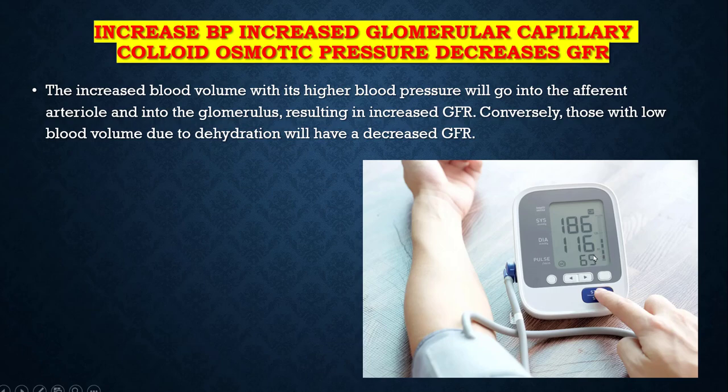Increased blood pressure: the increased blood volume with higher blood pressure will go into the afferent arteriole and into the glomerulus, resulting in increased GFR. When more blood enters the afferent arteriole, it increases the hydrostatic pressure in the glomerulus and increases the GFR. Conversely, those with low blood volume due to dehydration will have decreased GFR. Colloidal pressure in the glomerulus: an increase decreases the GFR.